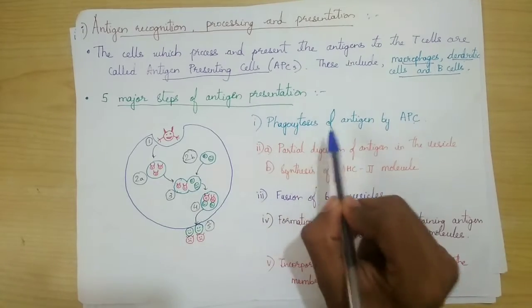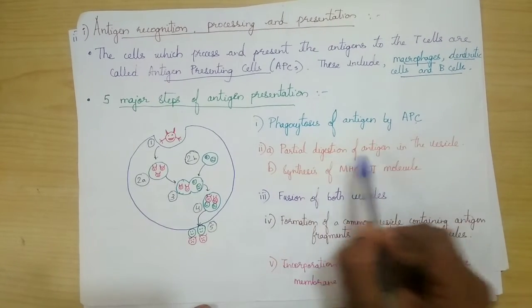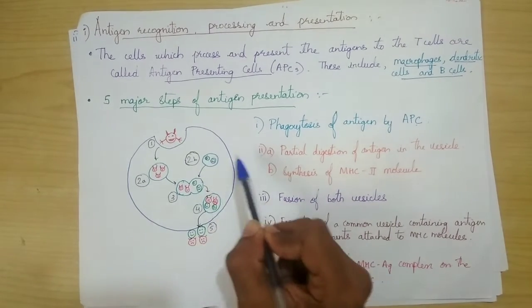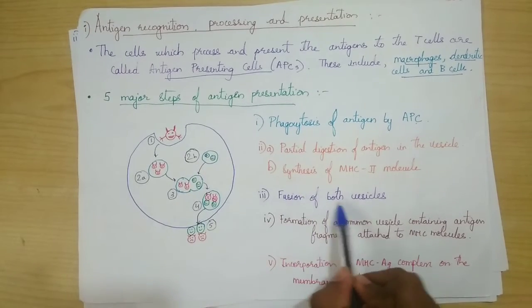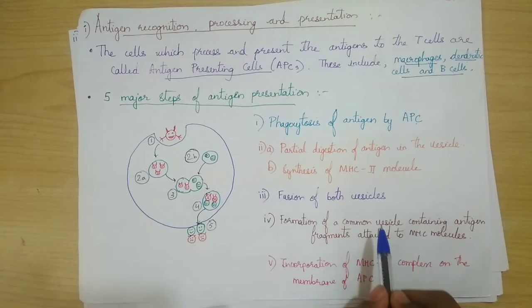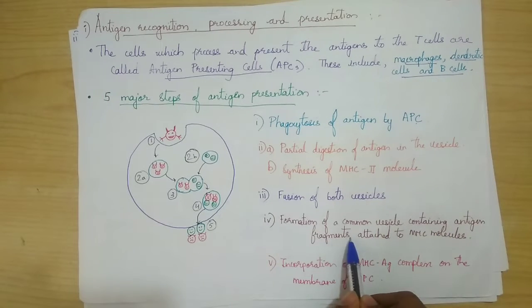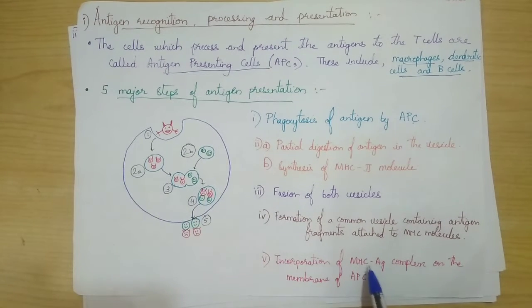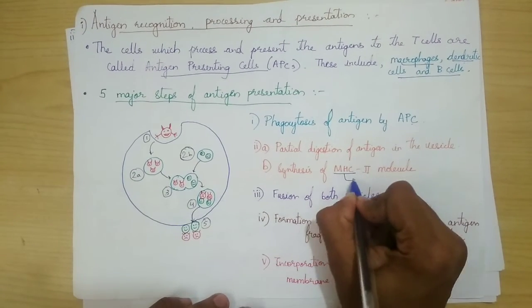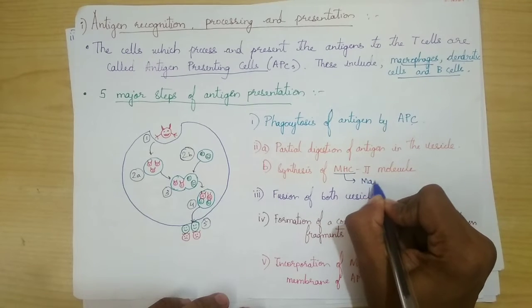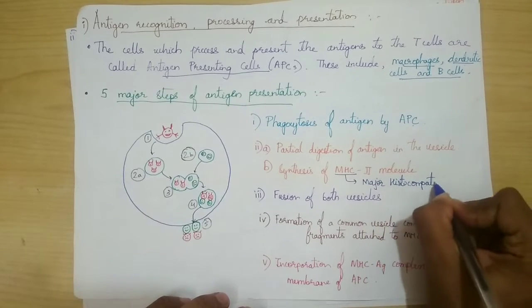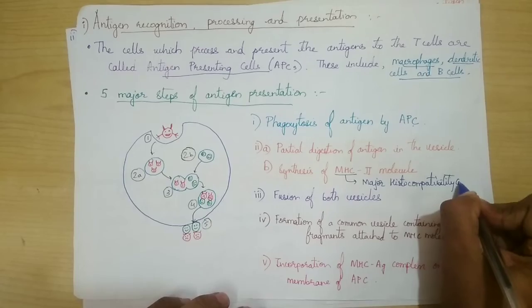So let's revise. It's the phagocytosis of antigen by the APC, partial digestion of antigen in the vesicle, synthesis of MHC2 molecule on the other side of the same APC. Then there is fusion of both the vesicles, and formation of a common vesicle containing antigen fragments attached to the MHC molecules. Then there is incorporation of the MHC antigen complex on the membrane of the APC. MHC stands for major histocompatibility complex.